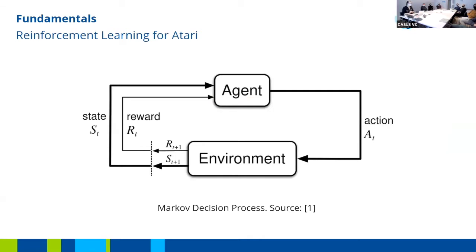So to give you a short summary about what reinforcement learning actually is, some of you might have seen this slide before. We have our reinforcement learning agent that plays the game, which takes an action. And this action is applied to our game, the environment. After the action is applied, the environment will return a reward and a new state to the agent. This process is called a Markov decision process, and this is how reinforcement learning in general works and what you can train on.